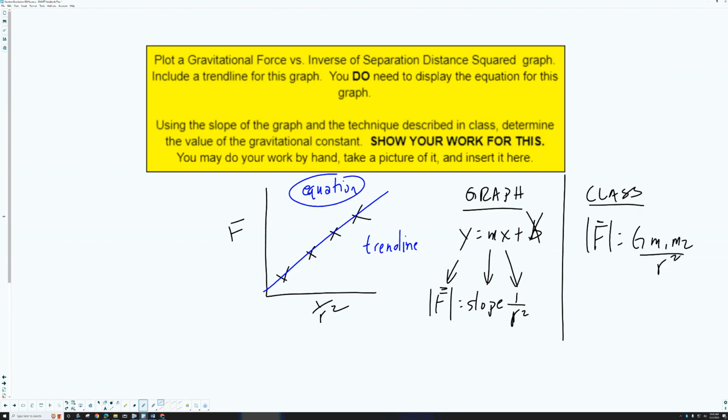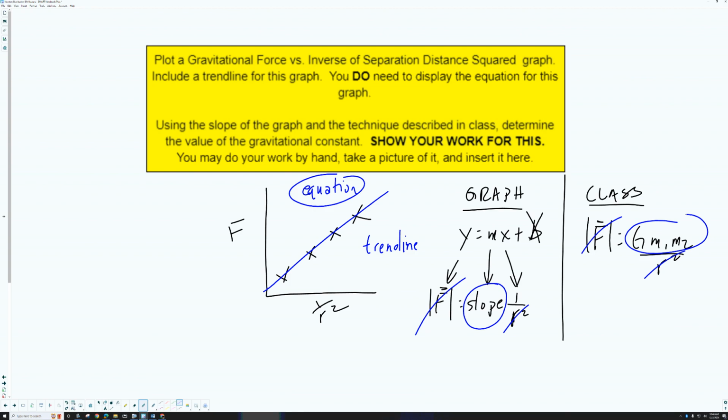Now, here's what I want you to do. Take another color, cross it off. Cross off F because it's in both. Cross off r squared because it's in both. What are we left with? Well, we're left with the slope in this one. What are we left with over here? G m1 m2. So what's the slope of this graph? G times m1 times m2. Who would have predicted that, right? If we had to guess what the slope represented, I don't know about you, but I wouldn't have predicted it's equal to G times m1 times m2.